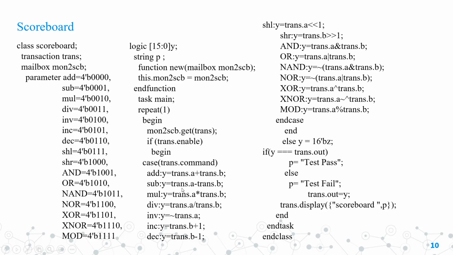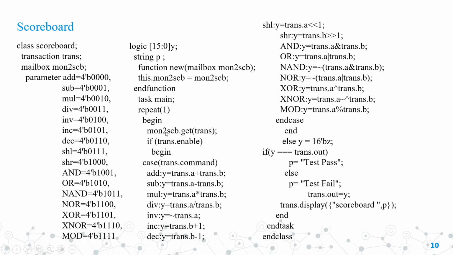According to the inputs it will calculate an output and it will be stored in y. If trans.out is equal to y, then the test will be passed. As our output from the reference model will be stored in y, we will compare it with the DUT output, which is stored in trans.out. We are getting this trans.out from the monitor to scoreboard mailbox.